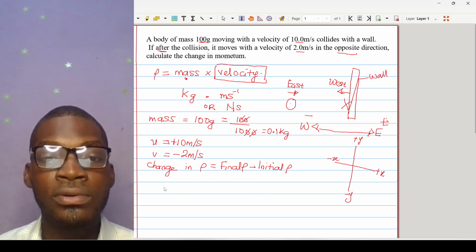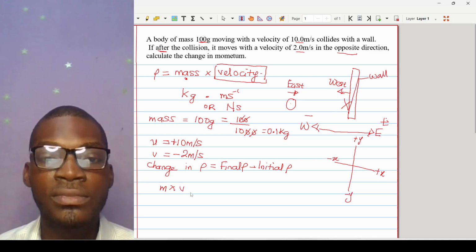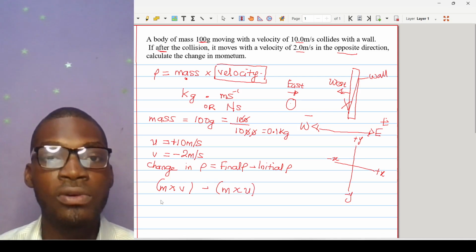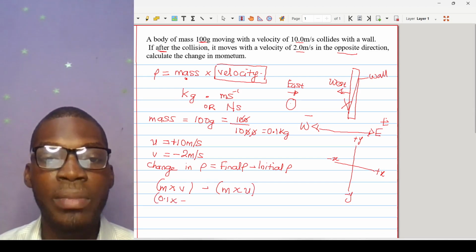So final momentum will be, of course, since mass is the same, mass times v. This is the final momentum. Then our initial momentum is going to be mass times u. I hope this makes sense. Of course our mass remains unchanged. Our mass is 0.1 kilograms. We have 0.1 times, what is our v? Our v is minus 2.